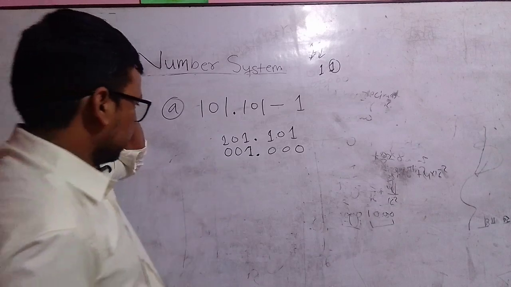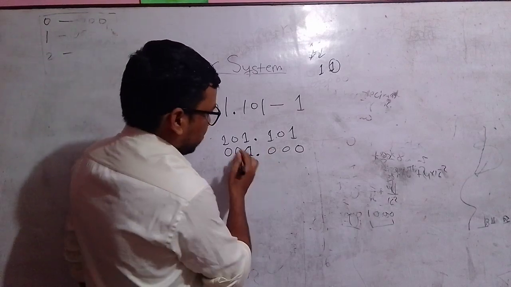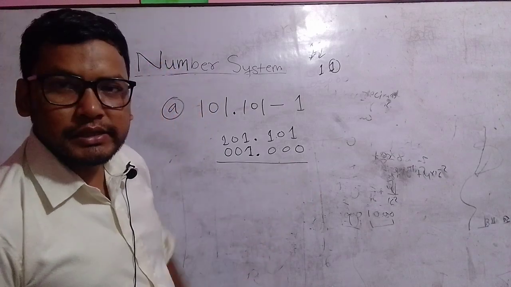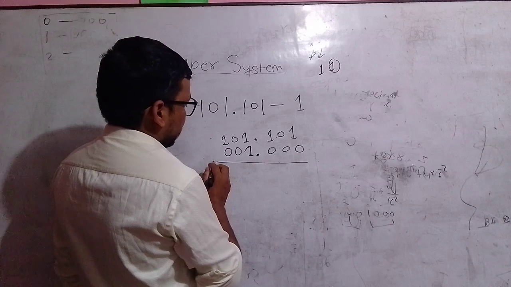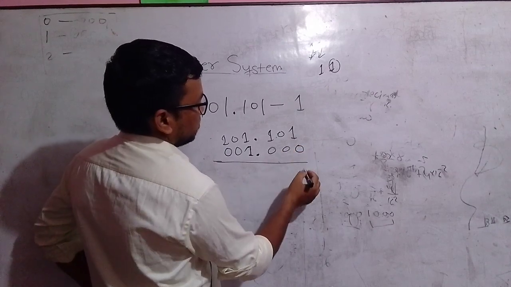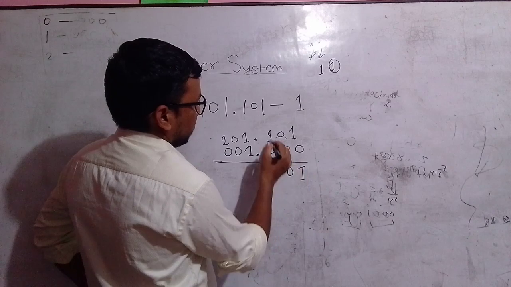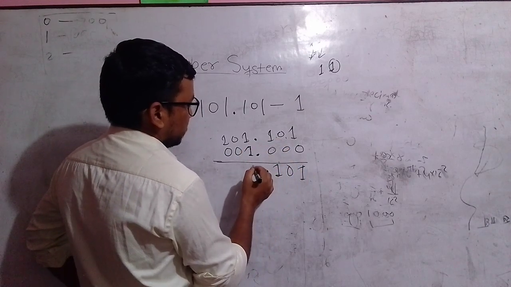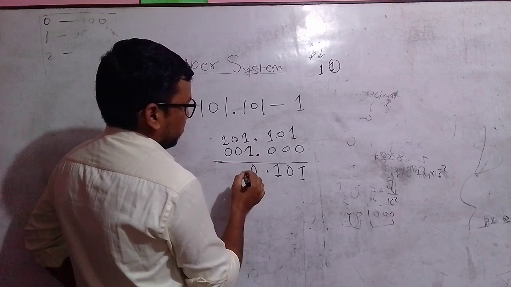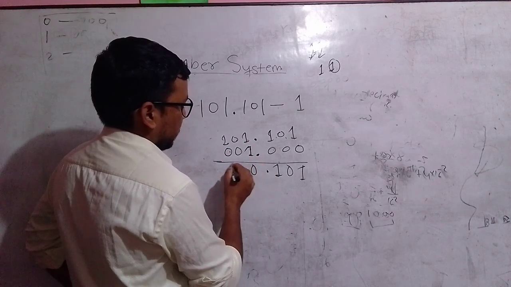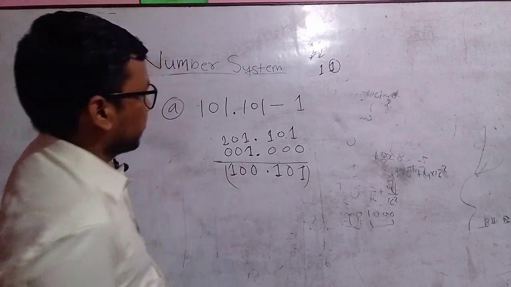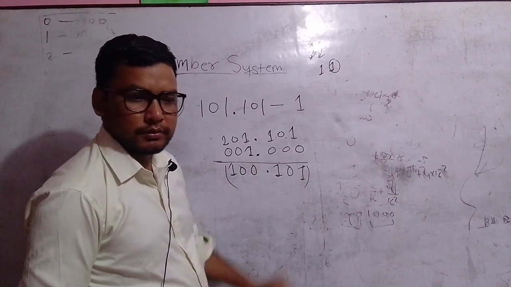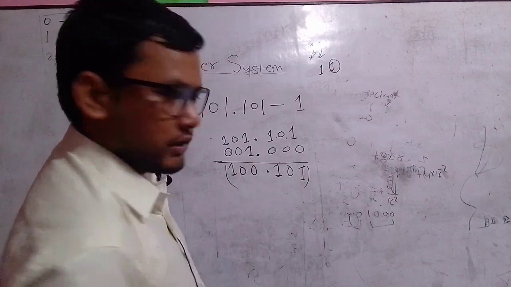Now why did we make this? To make the difference operation easy. Now we'll perform the subtraction. 1 minus 0 is 1. 0 minus 0 is 0. 1 minus 0 is 1. And the dot. 1 minus 1 is 0. 0 minus 0 is 0. 1 minus 0 is 1. This gives this result. If we subtract 1 from this number, this will give this result. Now let's see another example.